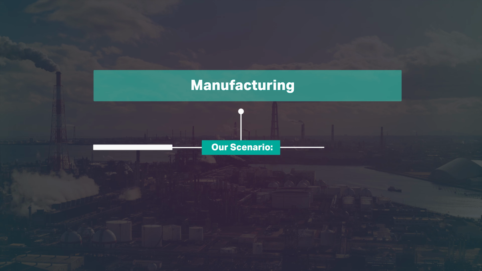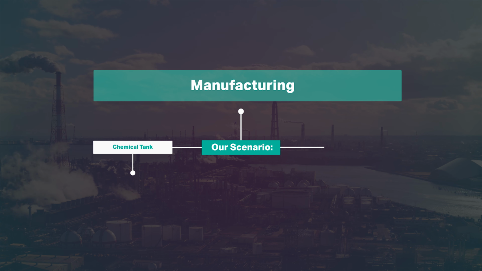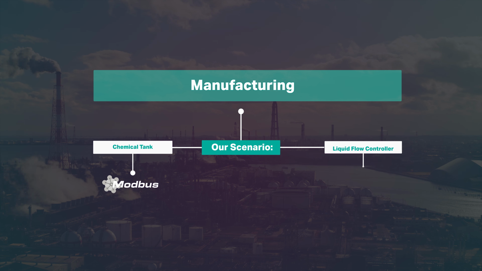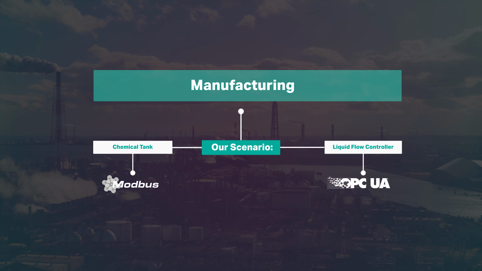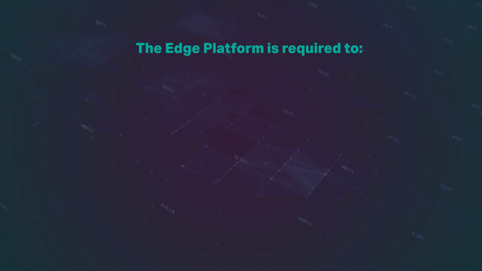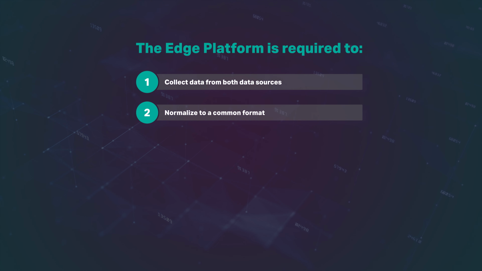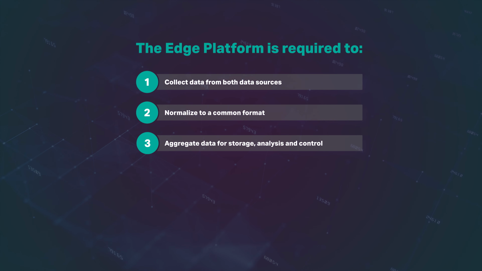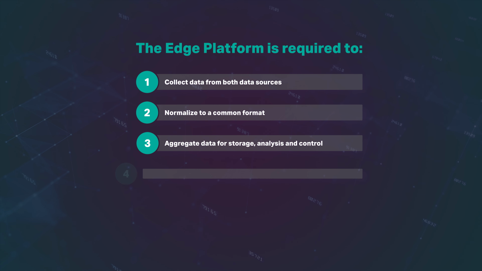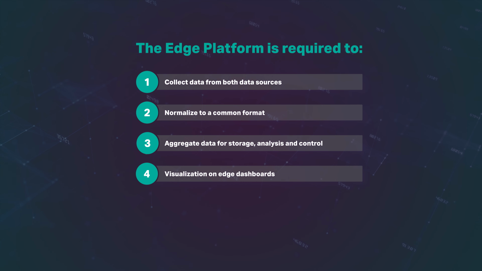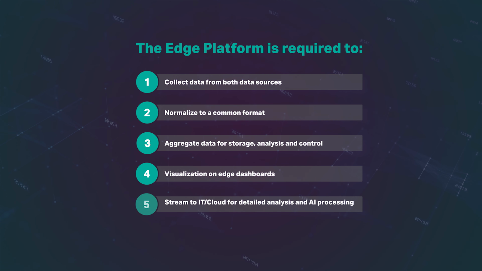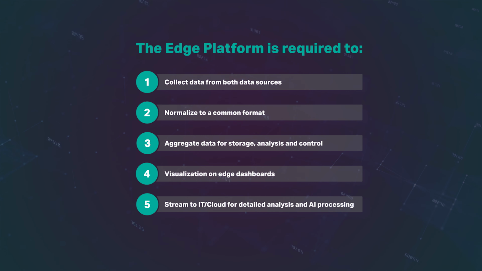In our scenario, we have a chemical tank equipped with sensors producing data via the Modbus protocol. We have a liquid flow controller from a different supplier that communicates via a different industrial protocol, OPC UA for example. Now, the challenge at the edge is to collect the data from the different sources and then normalize that to a common format. We want to be able to aggregate that data and make it available for storage, analysis, and control purposes. We want to make it available for visualization, for example on an operator dashboard, and we want to stream that data to IT and cloud systems for more detailed trend analysis and AI processing perhaps.